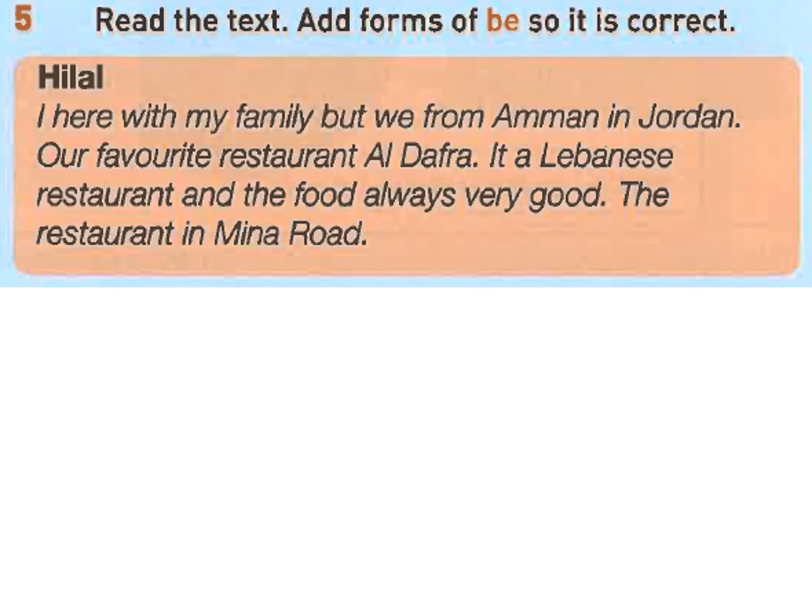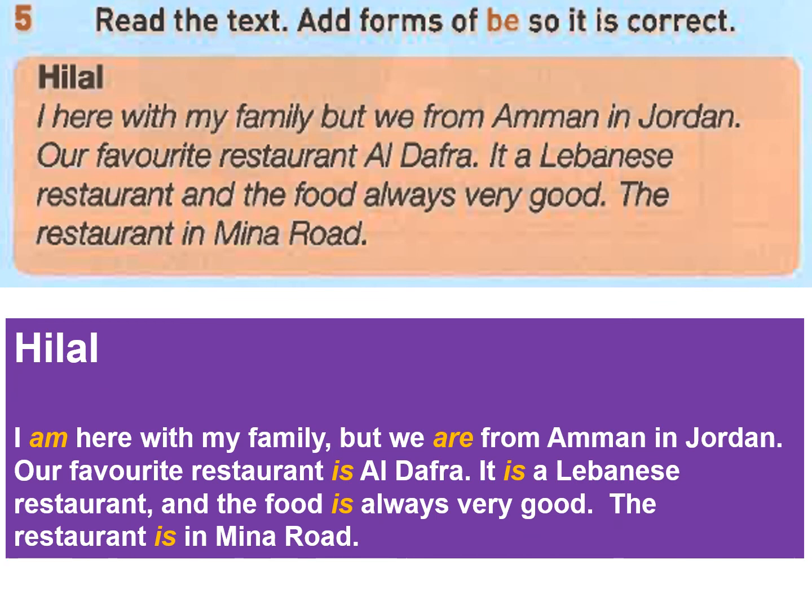Exercise 5. Read the text. Add forms of the verb to be, am, is, or are, so it is correct. Now, check your answers. Hilal. I am here with my family, but we are from Amman in Jordan. Our favourite restaurant is Al Dhafra. It is a Lebanese restaurant, and the food is always very good. The restaurant is in Mina Road. Now, practice reading the correct text.